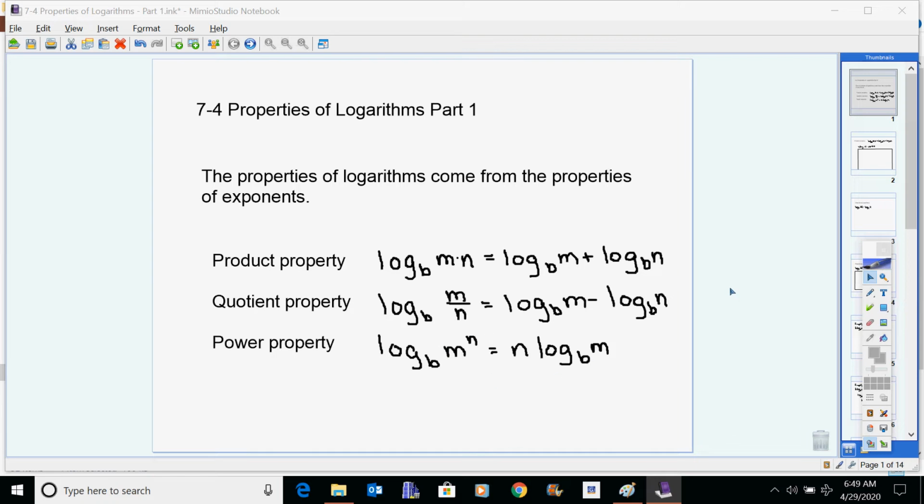So just so you kind of get an idea, I am going to show you a proof of why this first one works, or a kind of a skeleton of a proof. Just so you have an idea, these things didn't come randomly, but they are something that you need to be able to learn and apply. So let's take a look at why this product property works.